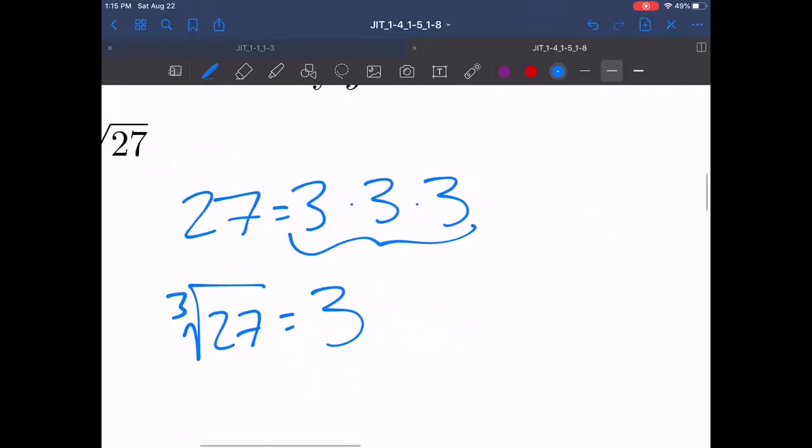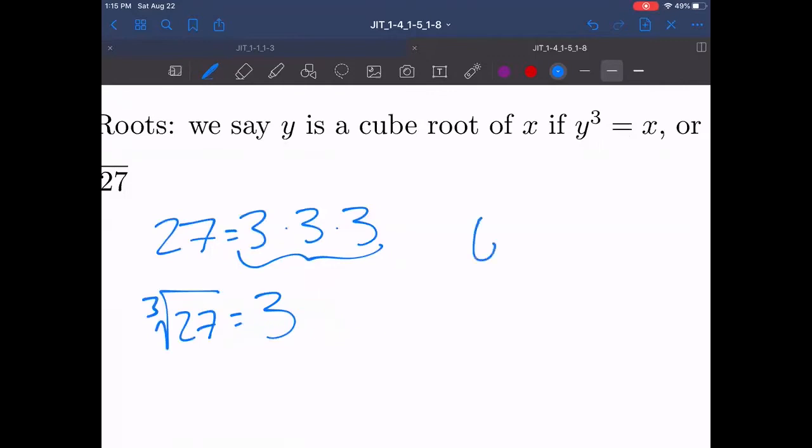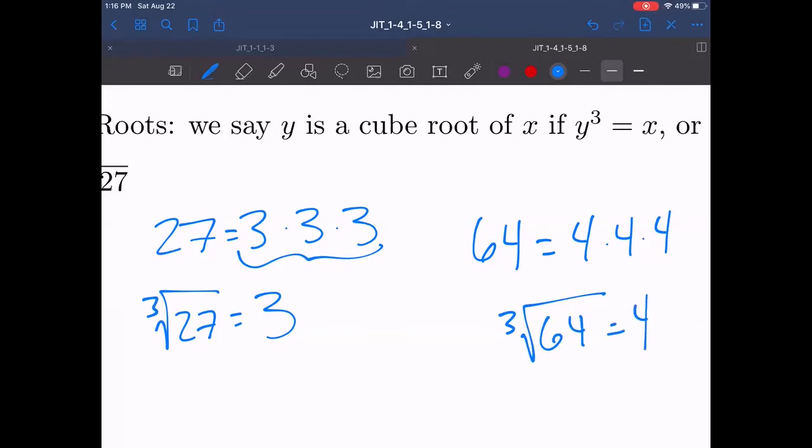Okay. Another example would be 64. 64 is 4 times 4 times 4. So the cube root of 64 is 4.